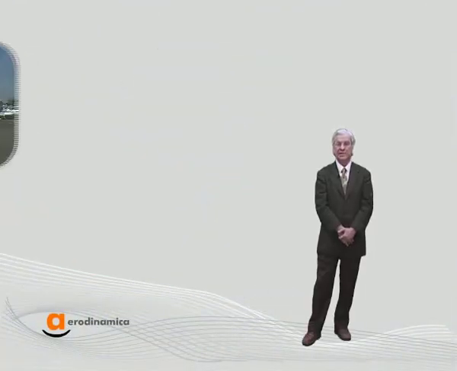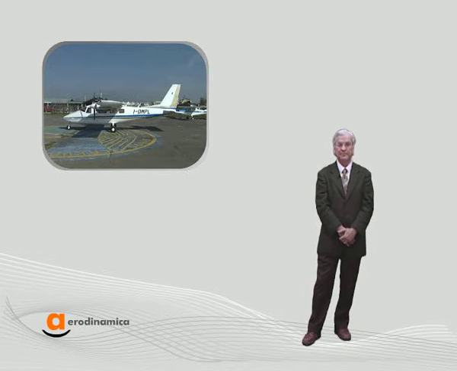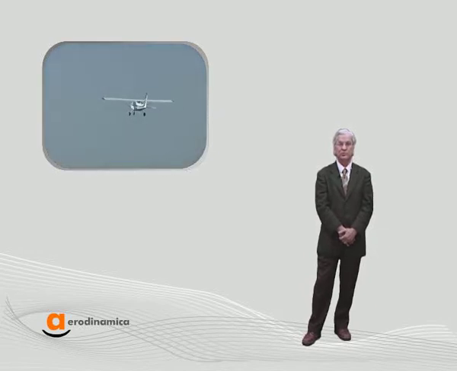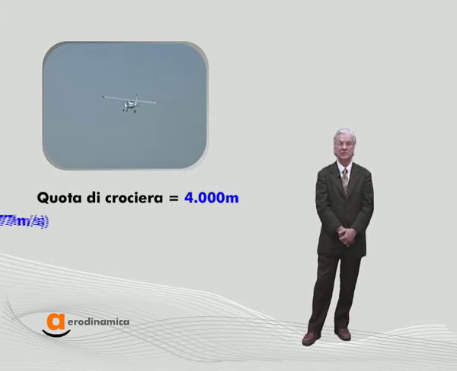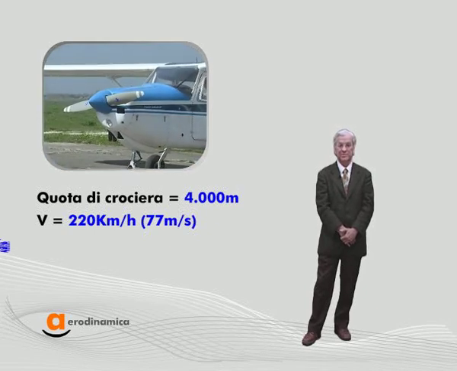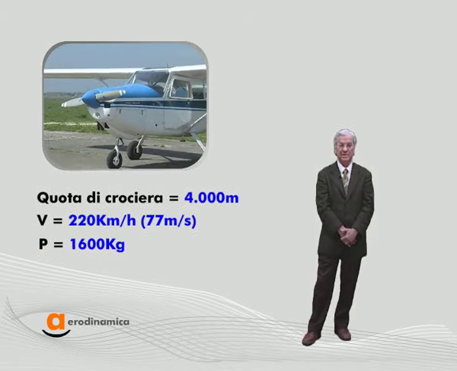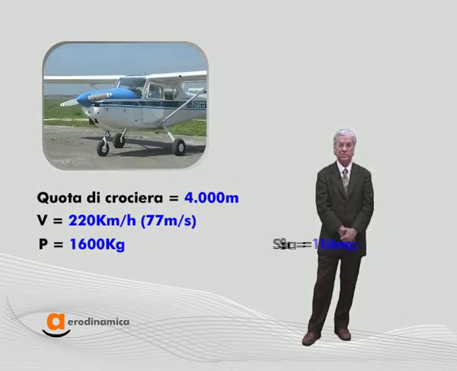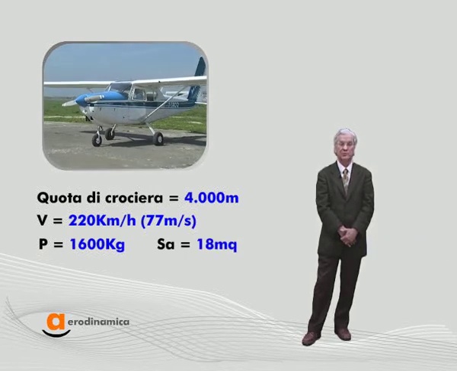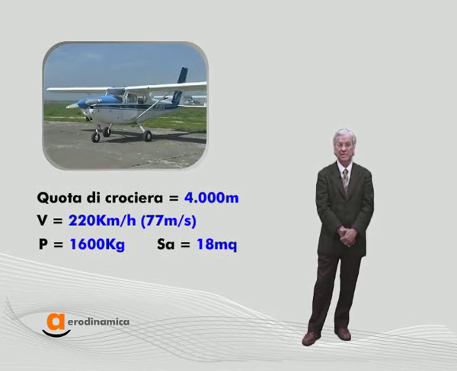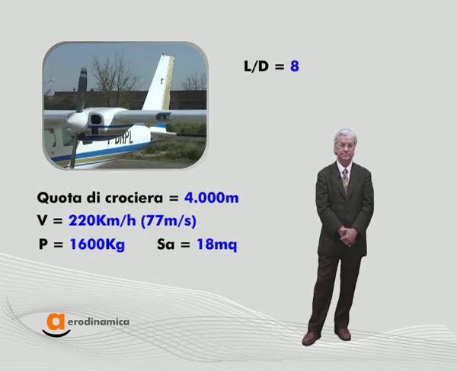Let's try this computation on our P-68. We've reached a cruise altitude of 4,000 meters. Our flight speed is 220 kilometers per hour, that is 77 meters per second. The weight is 1,600 kilos. The wing surface is 18 square meters. The cruise altitude is 4,000 meters, and the efficiency is equal to 8.